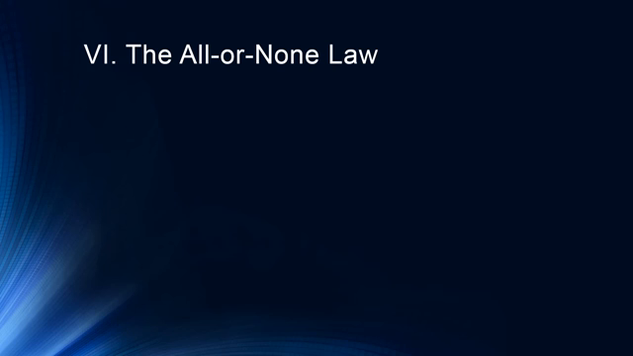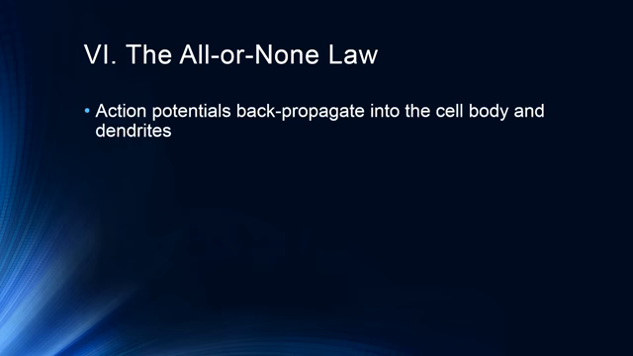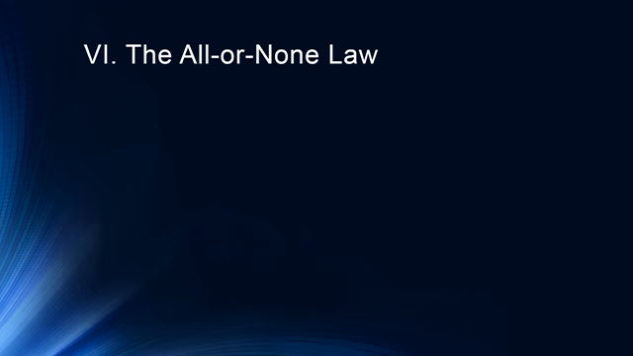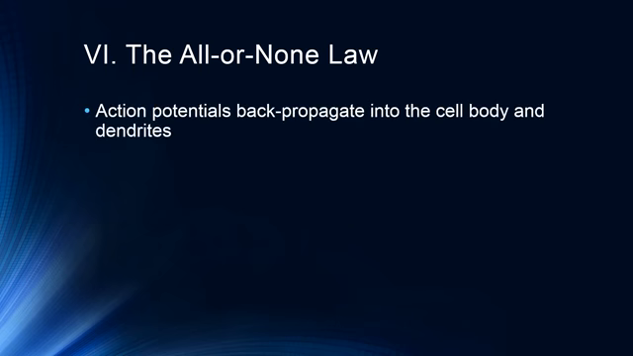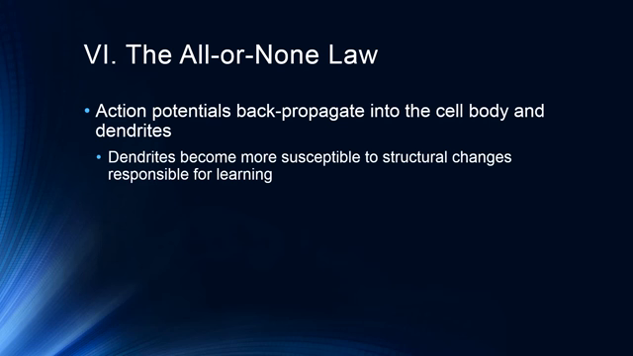One of the things to keep in mind about the action potential is that they function on an all or none law. That is, action potentials will fire or not. That is, once a cell has reached its level of excitation, it will fire. There are no big action potentials or small action potentials. One of the things that will happen is action potentials can actually back-propagate into the cell body and dendrites. So the dendrites then become more susceptible to structural changes. This is part of our long-term learning, through the structural changes of the dendrites.